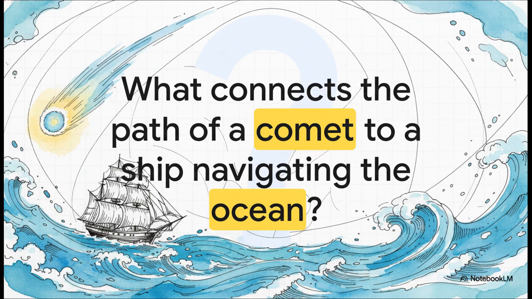So let me ask you something right off the bat. What on earth could possibly connect the sweeping, majestic path of a comet flying through our solar system with a ship trying to figure out its exact position in the middle of a huge ocean? Well, the answer, believe it or not, is the hyperbola. And today, we're going to see exactly how.